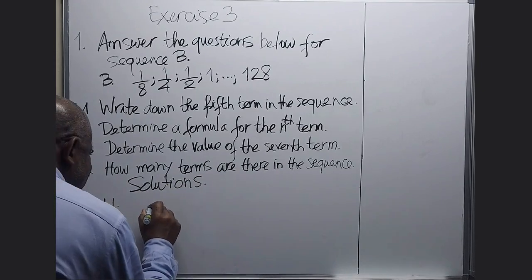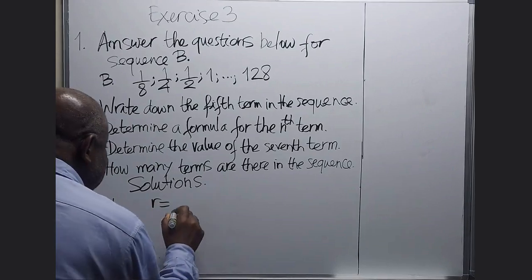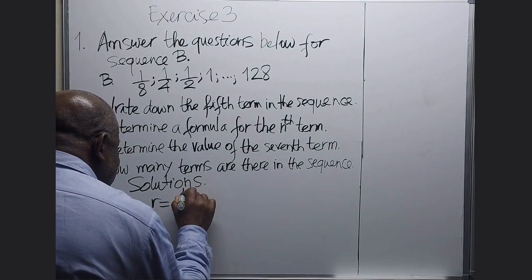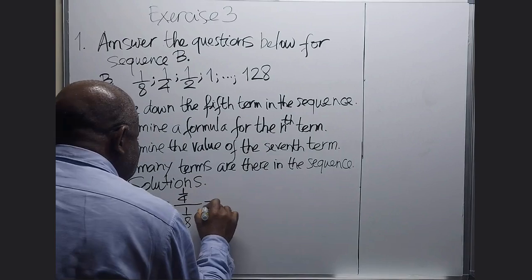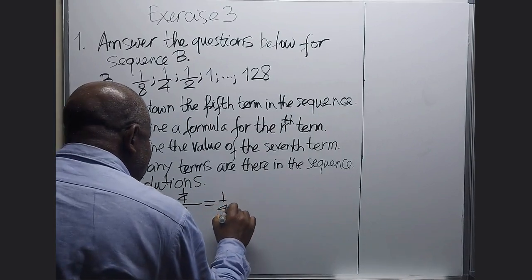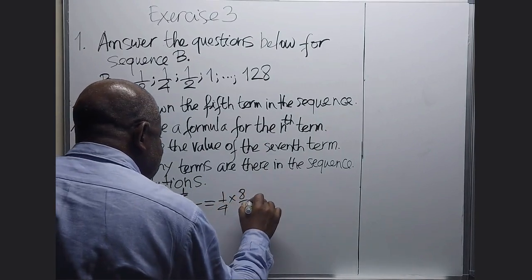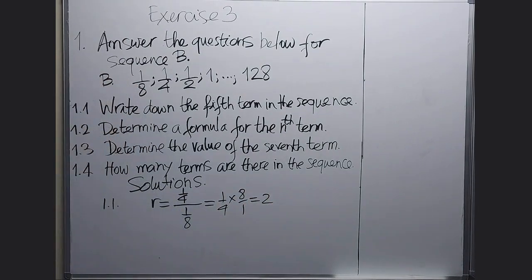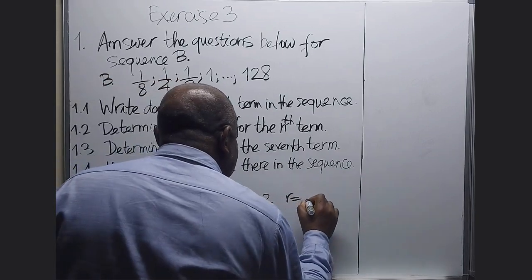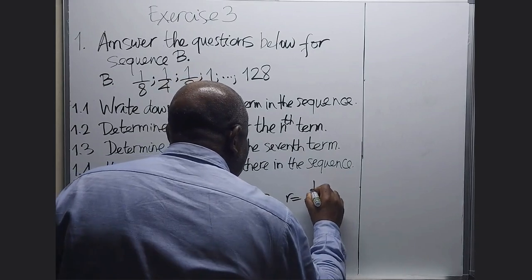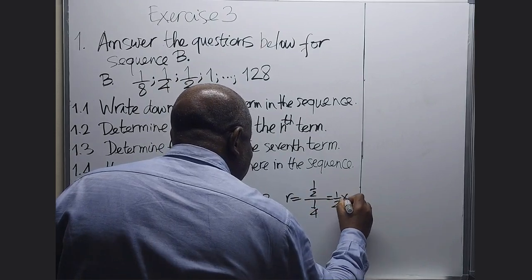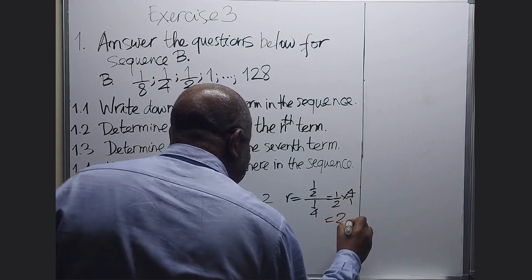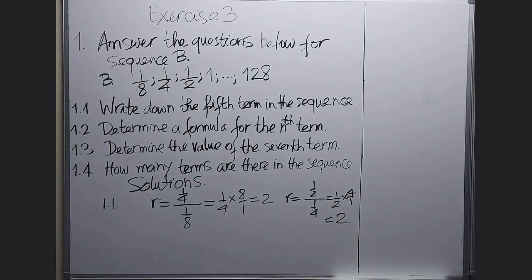Our constant ratio, R, will be equal to 1 over 4 over 1 over 8. This is going to be 1 over 4 multiplied by 8 over 1. We're getting 2. So if we also consider R is equal to 1 over 2 over 1 over 4, this will be equal to 1 over 2 multiplied by 4 over 1. Our common ratio is 2.